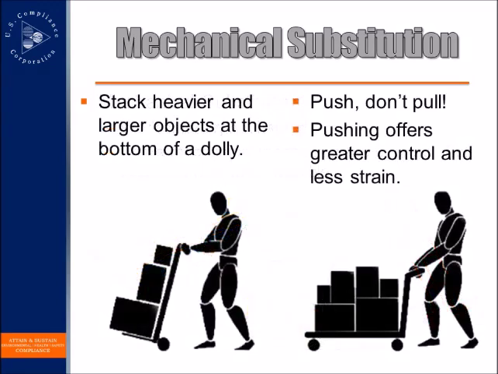With regards to mechanical substitution, when we're talking about using some type of a hand cart, we want to stack heavier and larger objects at the bottom of it. What this does is it gives us more leverage over that load. We also always want to push a load. We don't want to pull it. And so whether it's a hand cart, a dolly, or a manual pallet jack, we want to push it because it offers greater control and it reduces the strain that's going to be imparted onto your back as a result of utilizing that mechanical substitution.